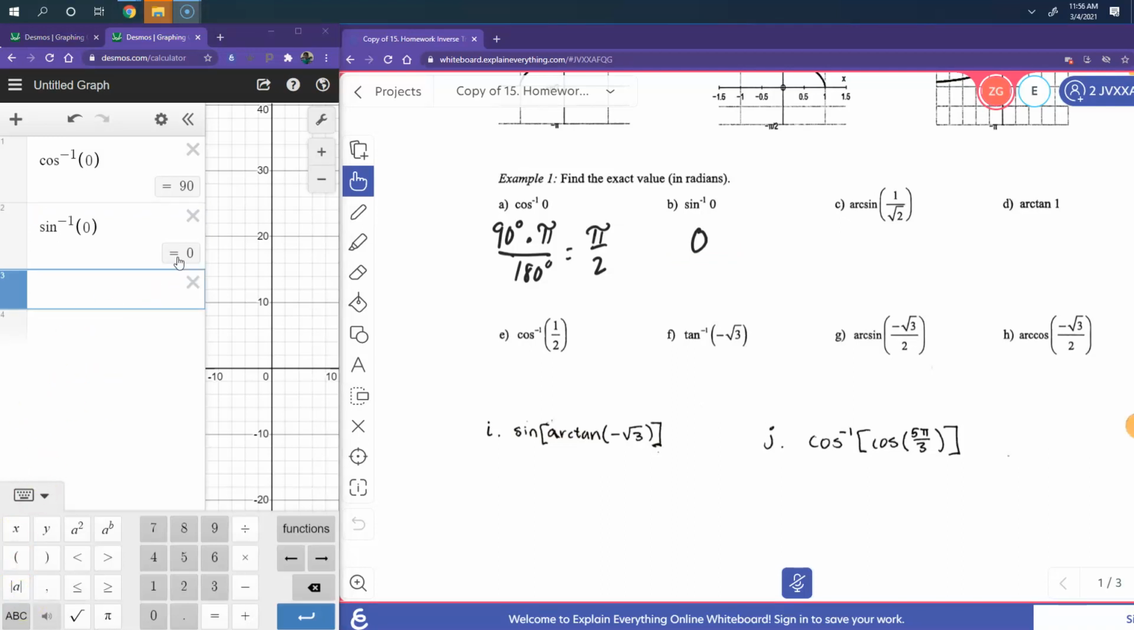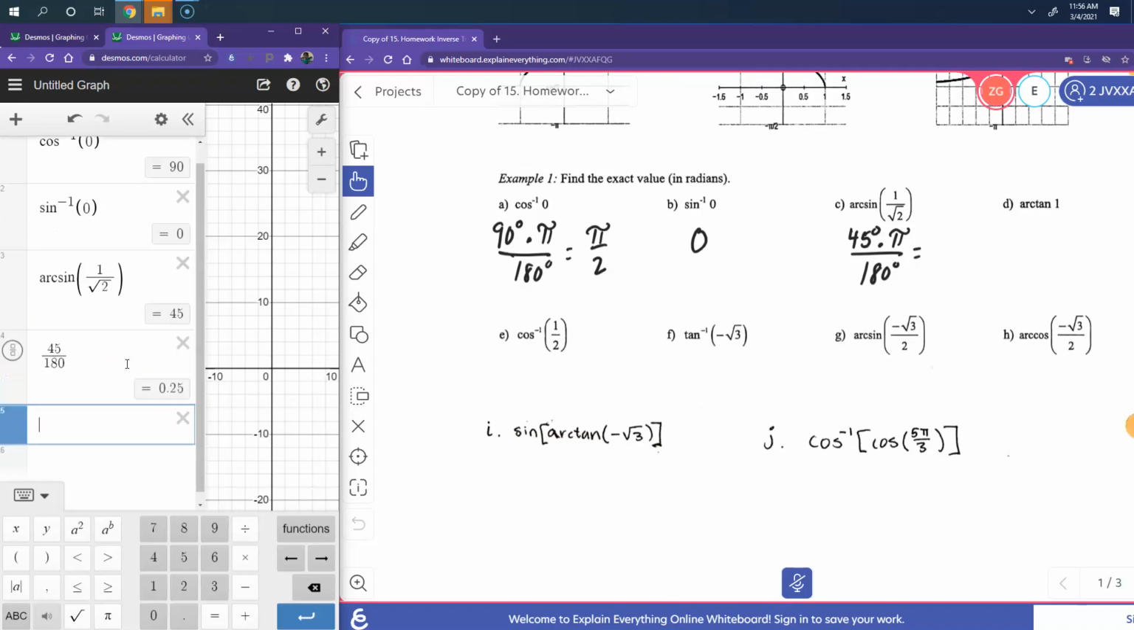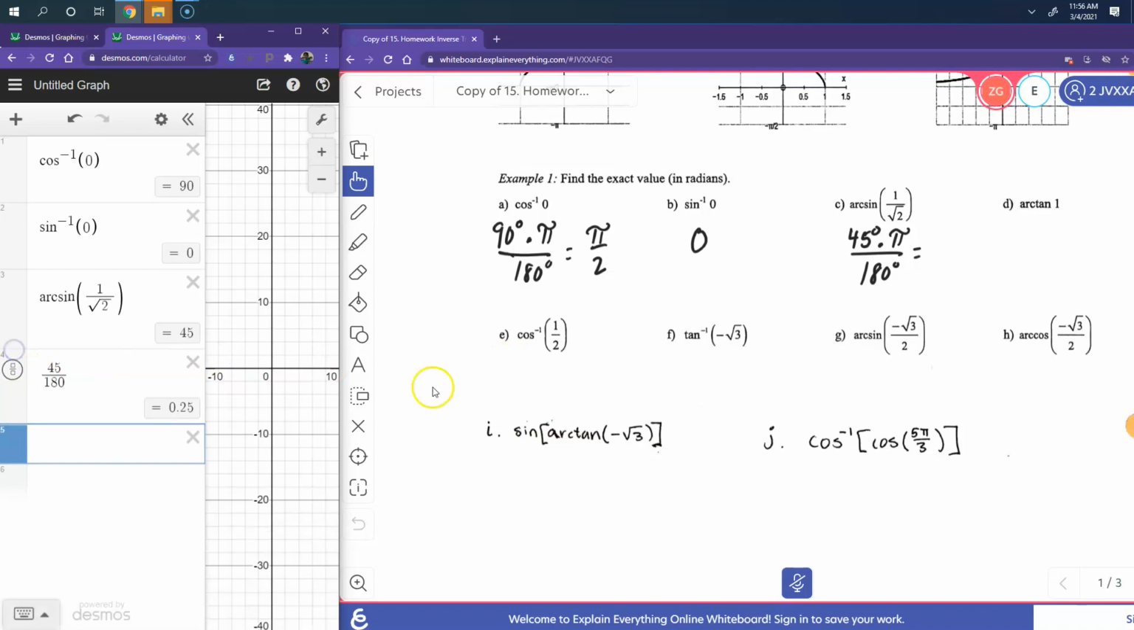As I discussed, inverse sine and arcsine are the same. What I like about Desmos is you can type in arcsine, which means the same thing as your inverse, and you have 1 divided by the square root of 2, and that gives you 45. So that's 45 degrees. Remember that you want it in radians, so it's times pi over 180. If you want to use this to convert it into a fraction, you have 45 over 180, and that gives you a quarter.